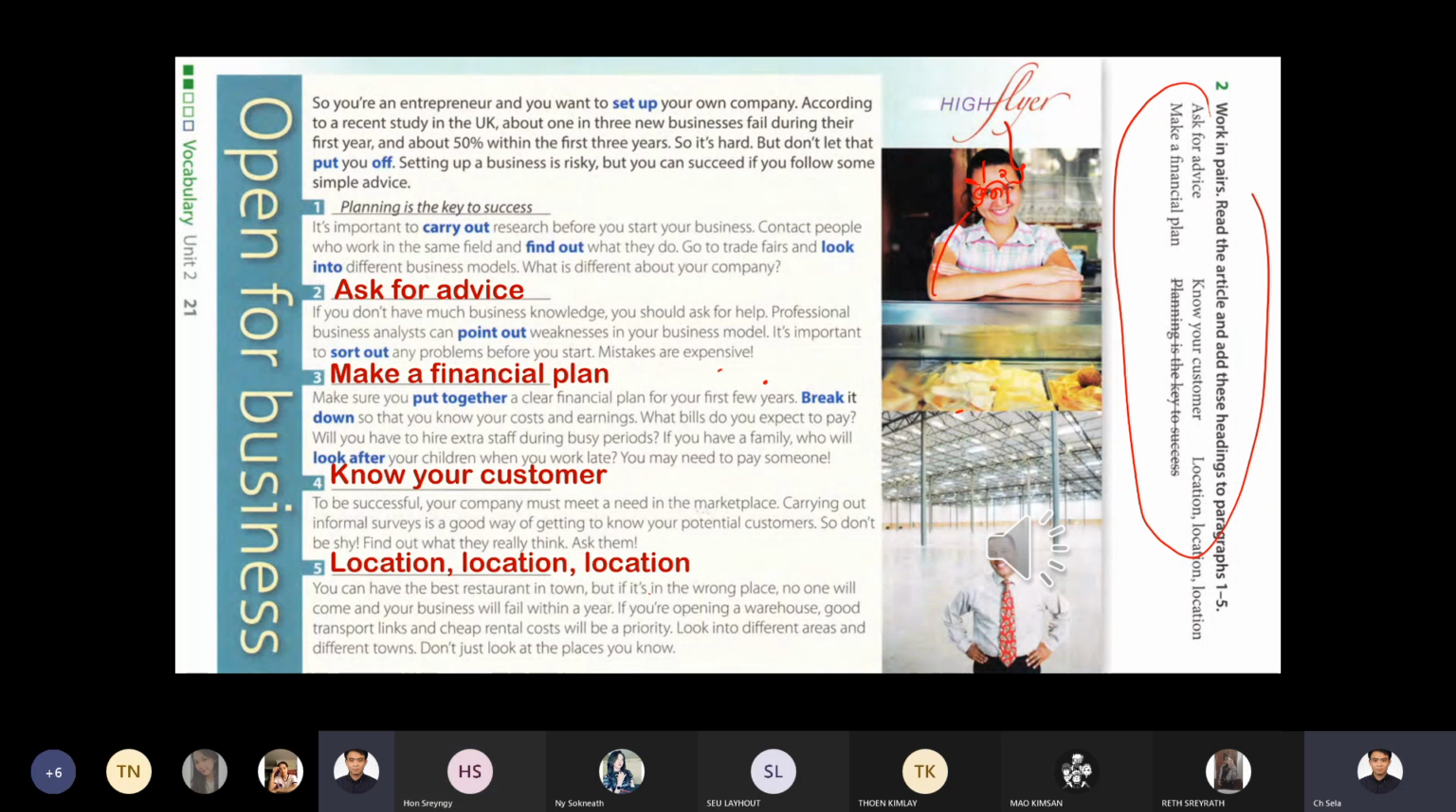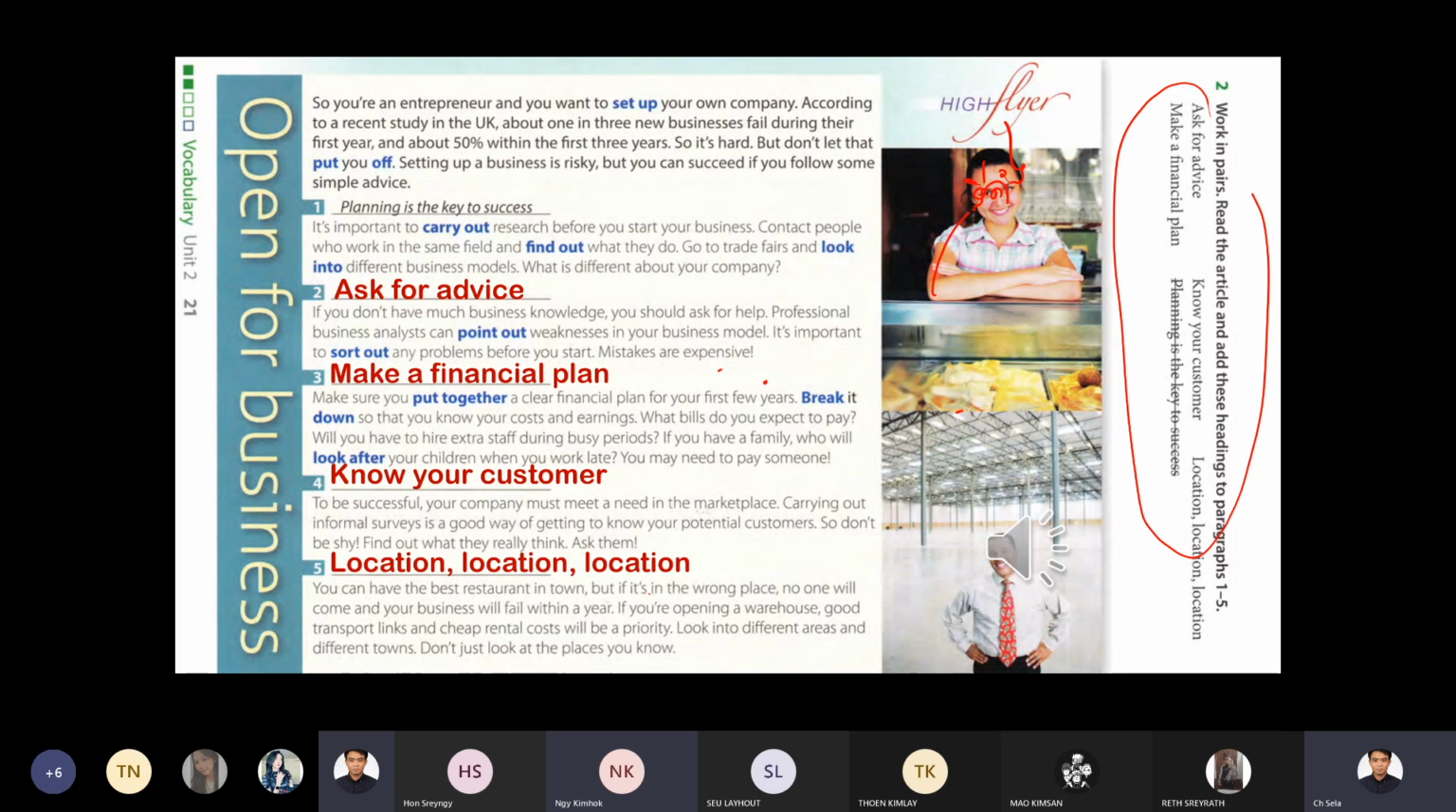Okay, please continue. Number 3 to number 5. Make a financial plan. Make sure you put together a clear financial plan for your first few years. Break it down so that you know your costs and earnings. What bills do you expect to pay? Will you have to hire extra staff during busy periods? If you have a family, who will look after your children when you work late? You may need to pay someone.